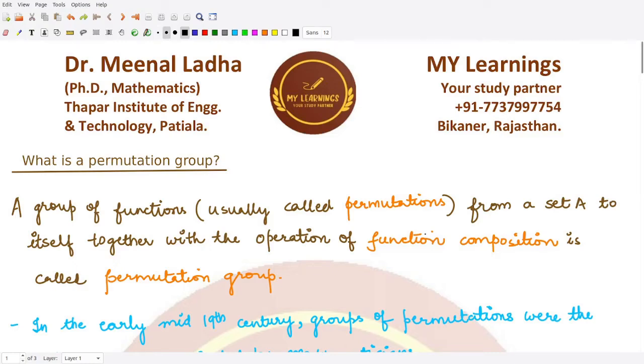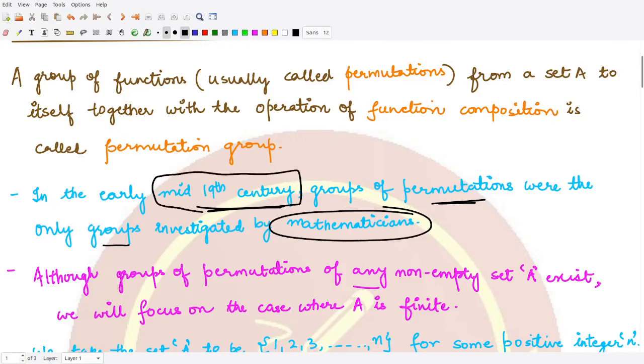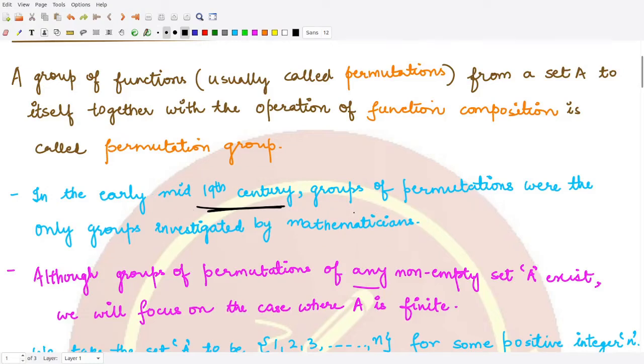Starting with the history of these groups, in the early to mid 19th century, the groups of permutations were the only groups which were investigated by mathematicians. At the mid of the 19th century, only the information about permutation groups was available, and mathematicians were working only on these kinds of groups. Later on, different kinds of other groups came into existence.